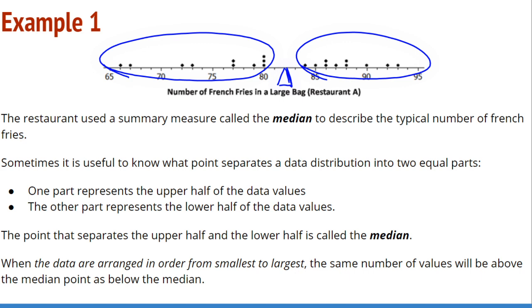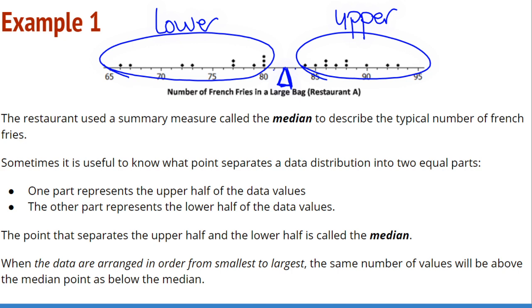Sometimes it's useful to know what point separates a data distribution into two equal parts. One part represents the upper half of the data values. That's the upper half. And one part represents the lower half. And there's our lower half. The point that separates the upper half and the lower half is called the median. That's our 82. And we'll talk about how we picked 82 instead of 81 or 83. We'll talk about that.